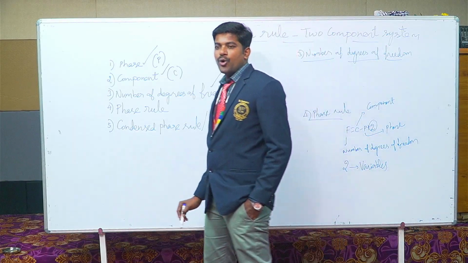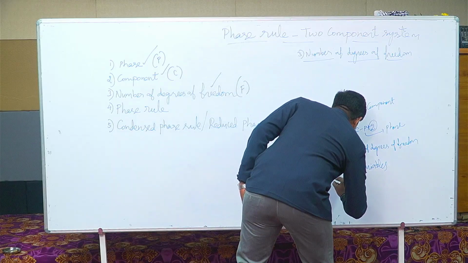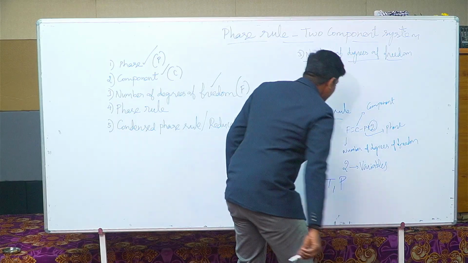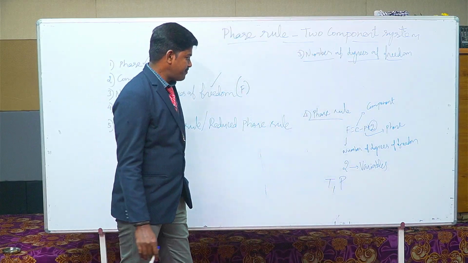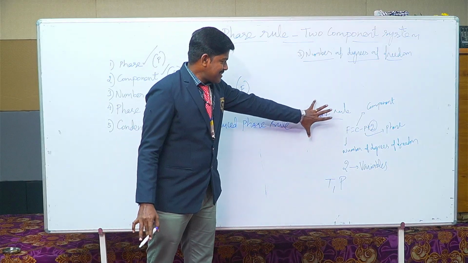The variables are temperature and pressure. The two variables are, first variable is temperature and the second variable is pressure. So this is the phase rule. Now you can clearly understand the phase rule.